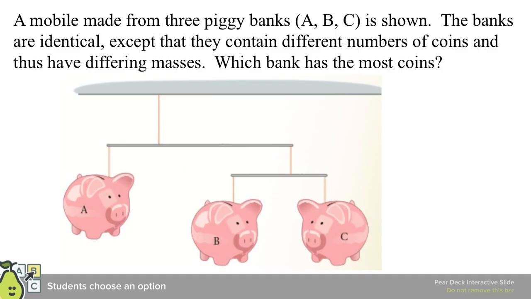Right. A mobile made from 3 piggy banks, A, B, and C, is shown. The banks are identical, except they contain different numbers of coins and thus have differing masses. Which bank has the most coins?